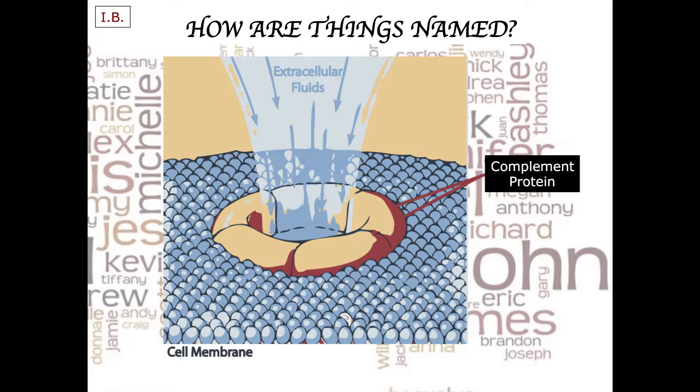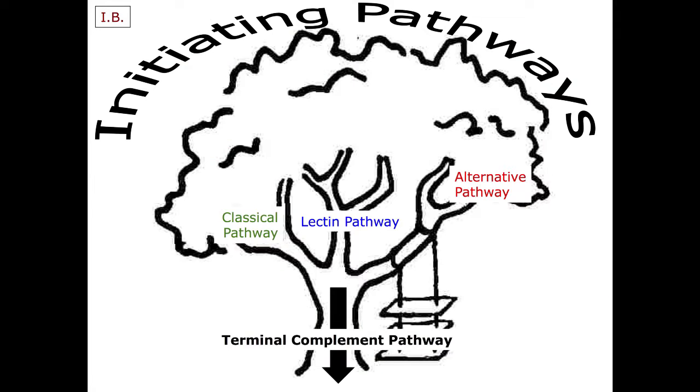So how are things named in the complement system? It's totally confusing. There are 3 initiating pathways. So think of it as a tree. And the branches are the initiating pathways, and the trunk is the terminal complement pathway. And so there are 3 initiating pathways, the classical, the lectin, and the alternative. And they feed into the trunk, which is the terminal complement pathway, and that's, again, where Solaris stops. So Solaris stops everything from propagating down.